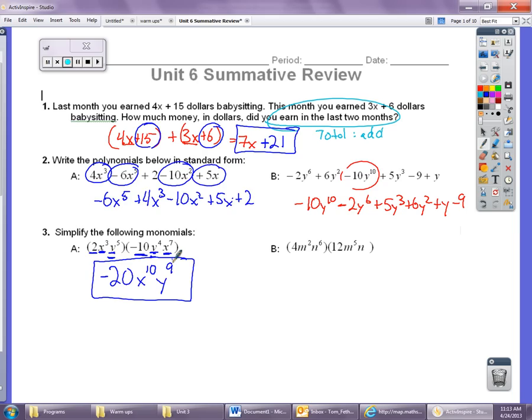And then when we look at B, same thing. We have our numbers, so 4 times 12 is 48. I have my m's. M to the 2nd, m to the 5th, m to the 7th, and then we have n's, n to the 6th, and n to the 1st, n to the 7th. So we have 48, m to the 7th, n to the 7th.